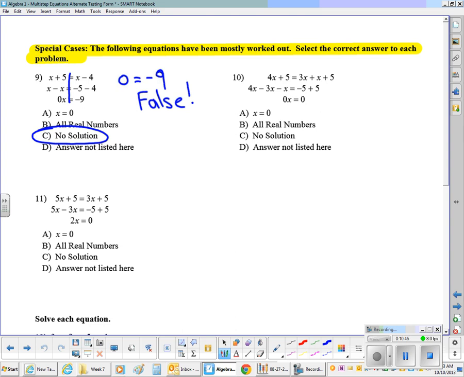Whenever you have an equation that comes out to something that's always false, that means there's no solution. Number 10. We're going to use cross the line, change the sign. Okay, so number 10 we have, it all worked out and we ended up with 0 equals 0. Well, 0 times x means 0 equals 0. Is that true or false? It's true.